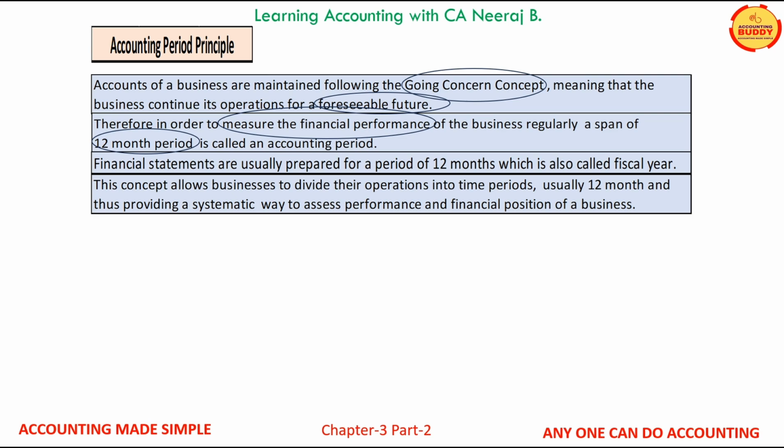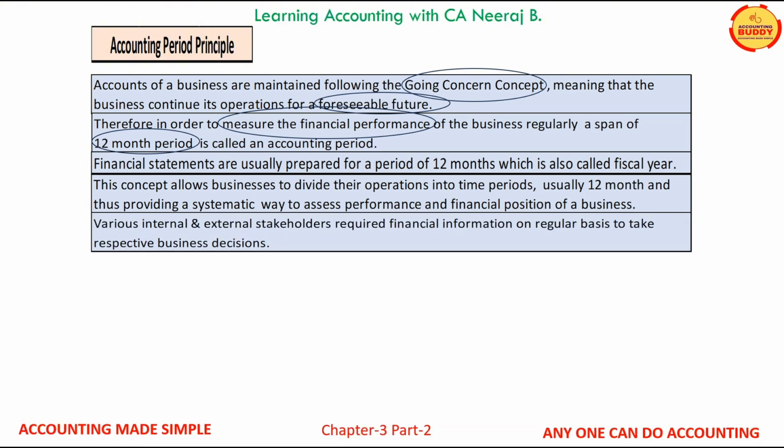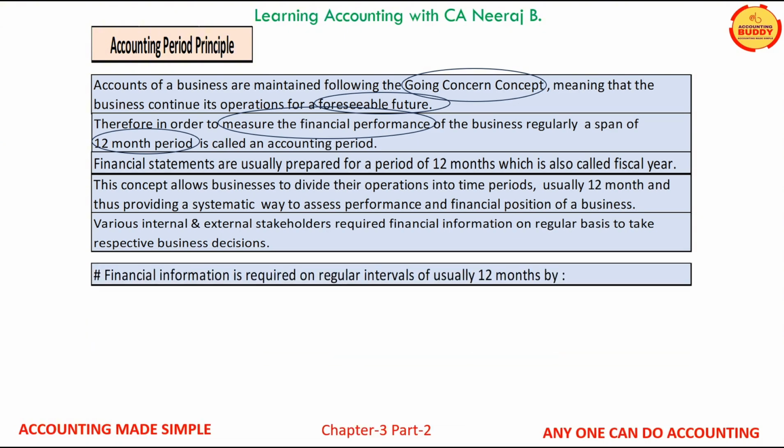The principle allows the business to divide its operations into time periods, usually 12 months, so that the business performance and business financial position can be assessed systematically. This 12-month period information is required by the internal and external stakeholders for decision making.